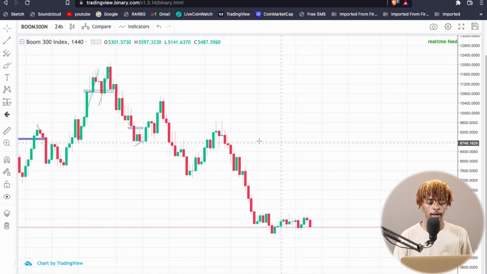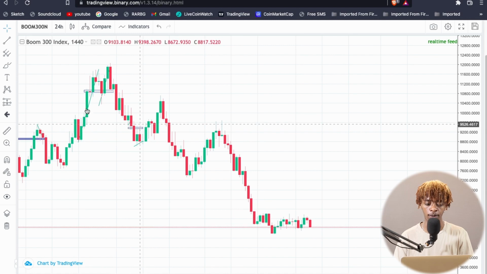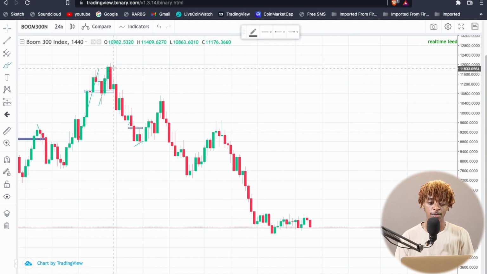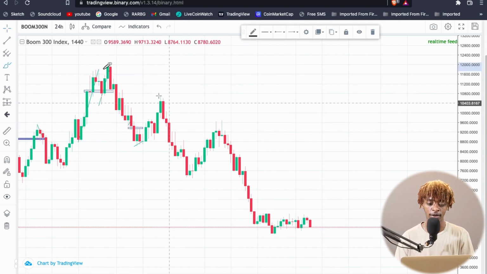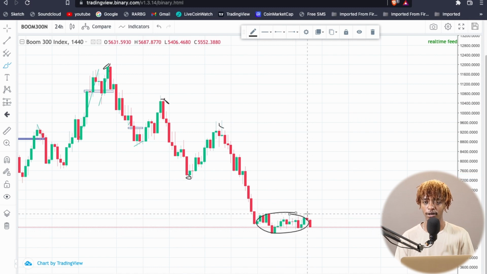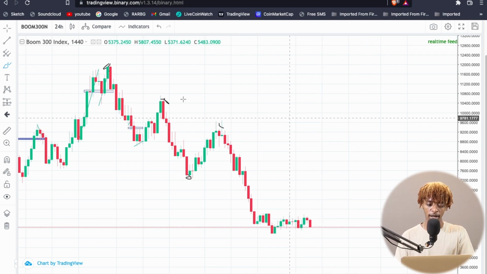Okay, so the Boom 300 chart on the daily time frame looks like this. The first step is spotting reversal points. Here we have a reversal, we have another reversal, a reversal here, another reversal from the bottom. Then the market is playing at this level, making a consolidation. So what is really happening here? How can we take a trade over here? So let me show you.